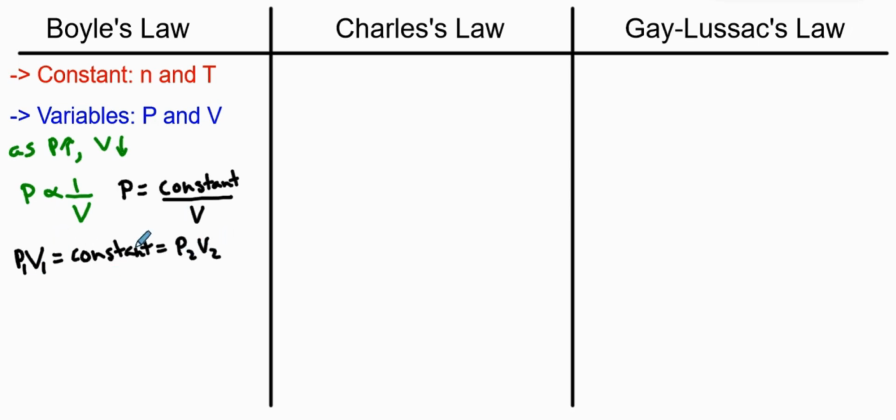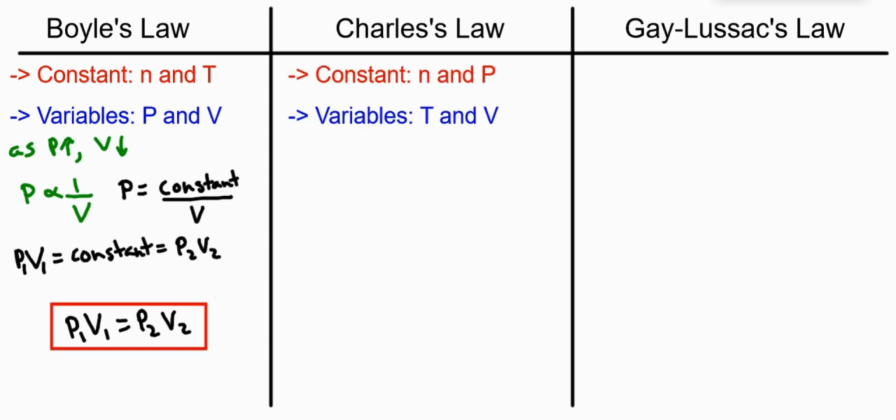By writing it like this, I really don't need that constant there in the middle. So the way we can write this is saying that the initial pressure times the initial volume is equal to the final pressure times the final volume. And this can be rearranged for any of these four variables. And this is Boyle's law, commonly stated as P1 times V1 equals P2 times V2.